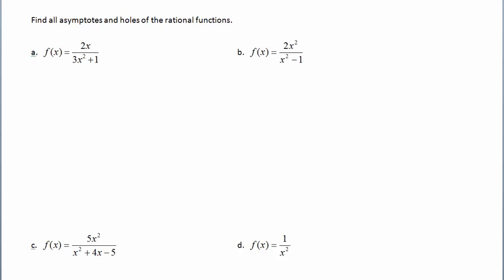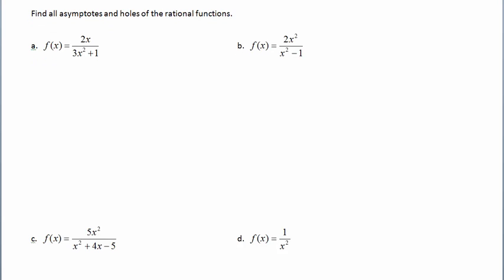Okay, on the back, let's find all asymptotes. That means vertical and horizontal. In that language, it means all asymptotes, vertical and horizontal. And let's also find out if we have any holes. Holes mean that we have a common factor in the numerator and the denominator. We're going to find out if we have any holes of these rational functions, and if so, at what x values those holes occur.